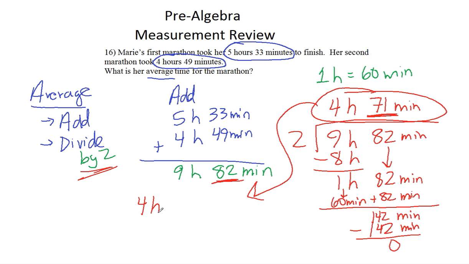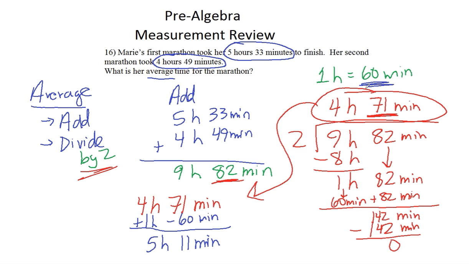But my 4 hours, 71 minutes. I can cash in 60 minutes. Take away 60 minutes, but I will get 1 hour in exchange for that. So I'll be up to 5 hours, but I'll be down to 11 minutes. And 11 minutes is not enough for me to cash in. I need 60 minutes to get another hour. I'm only at 11, so this is my simplified, final answer right there. Average time, 5 hours, 11 minutes.